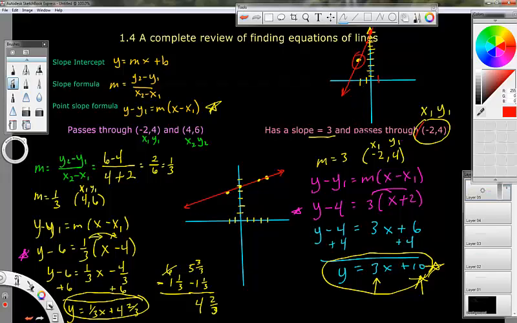And that was our goal. This thing here generated this red line up here that passed through that point. So you should always be able to check your answer like that.